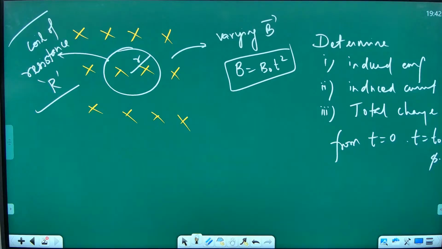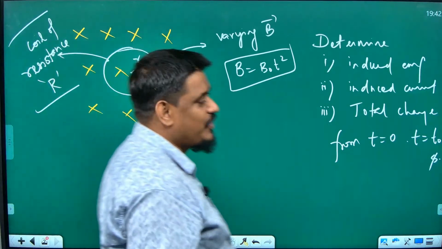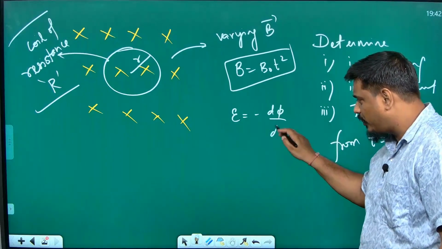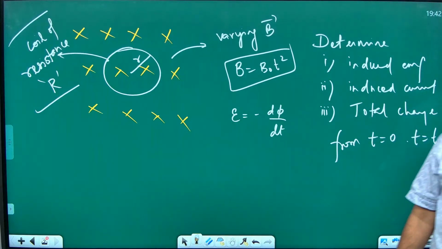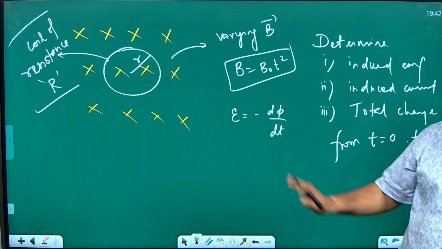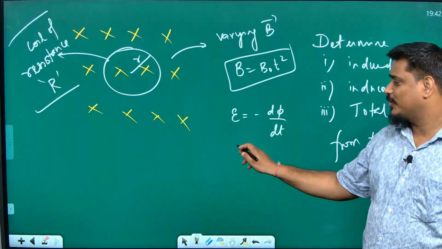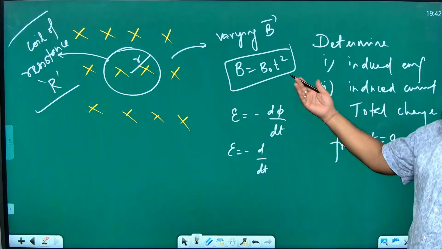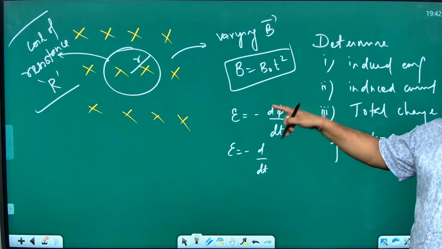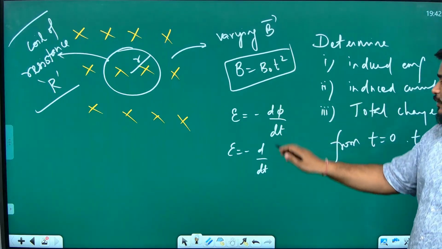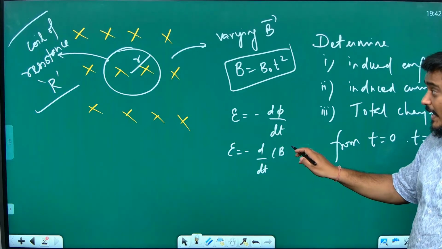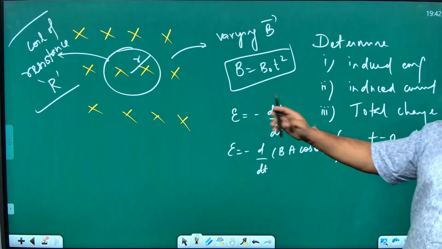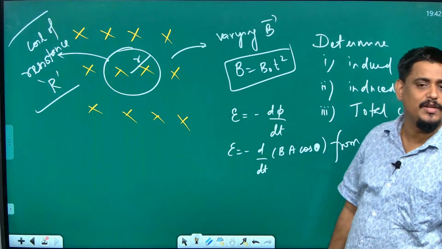You are not putting A cos theta and all these things. EMF will become equal to minus d phi by dt. I'll do it, you just check yourself. So E will become equal to minus d by dt of this phi. You took phi as B, that's the mistake you did. So phi will become equal to B into A into cos 0. Why cos 0? Because area and magnetic field are parallel to each other.